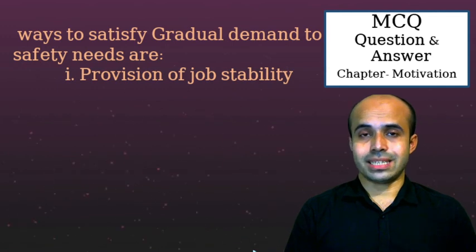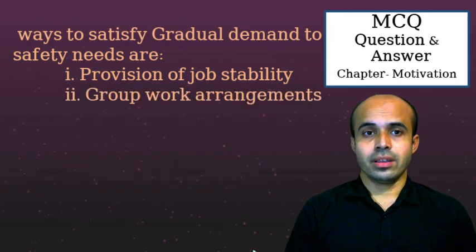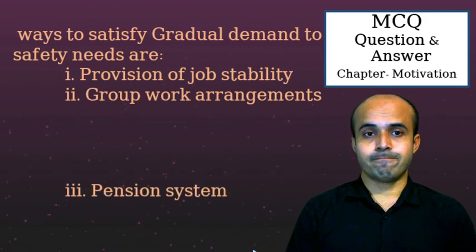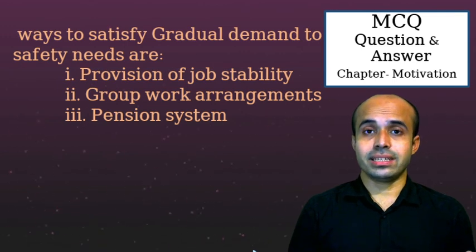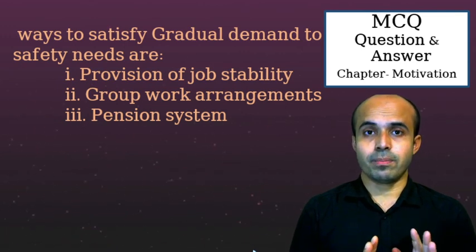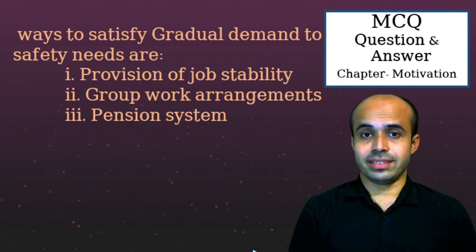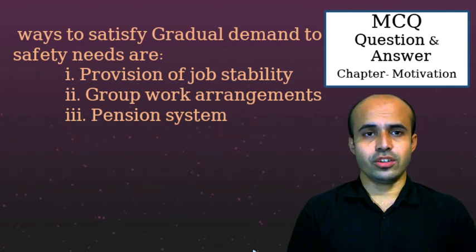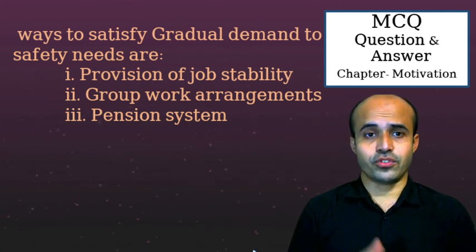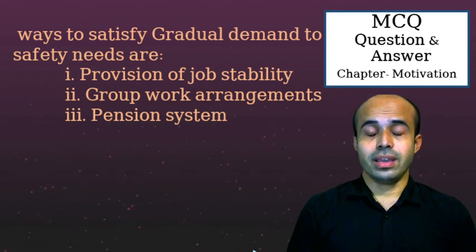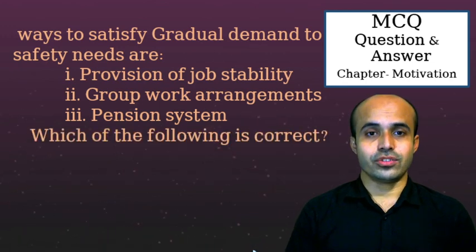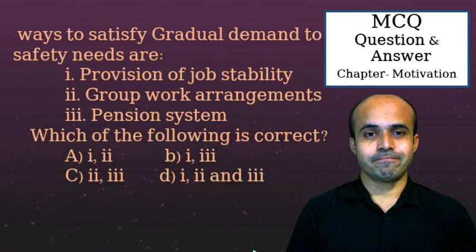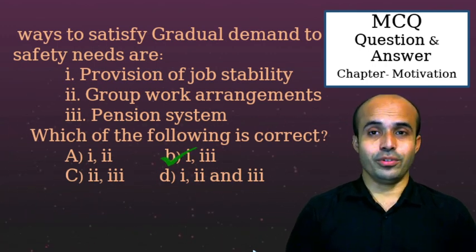Provisions of job stability, group work arrangement, pension system. You know that we have said job security is also a type of safety need. So job stability and job security are the same. Group work doesn't fit here, so we cannot support this option. Pension is also for old age, so 1 and 3 would be our answer. Yes, 1 and 3 will be our answer.